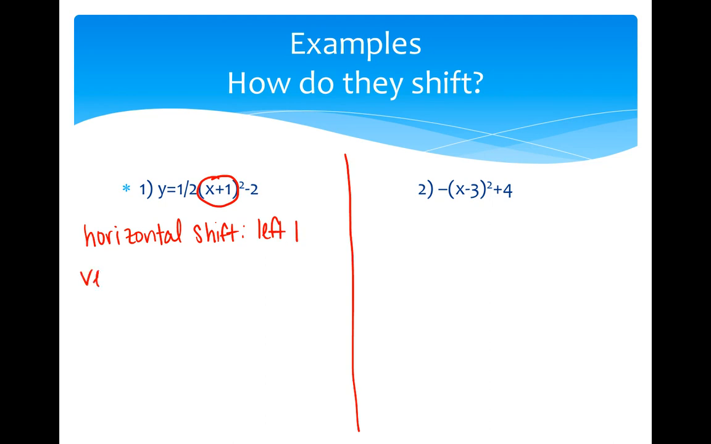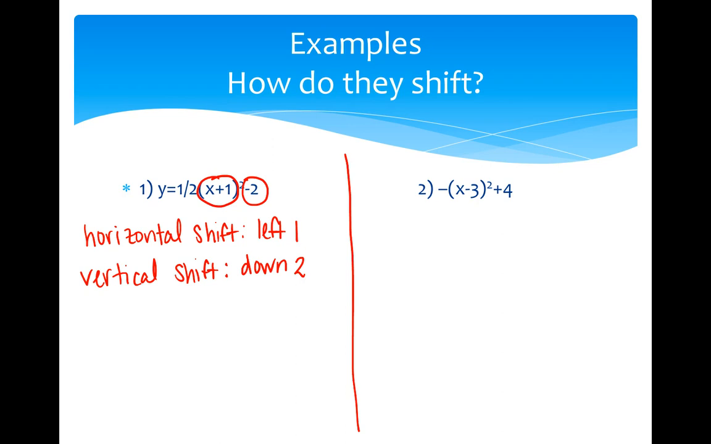Your vertical shift is denoted by this number here outside of the parentheses. And that's going to shift in the direction you would think. So everything here is going to shift down 2 units.